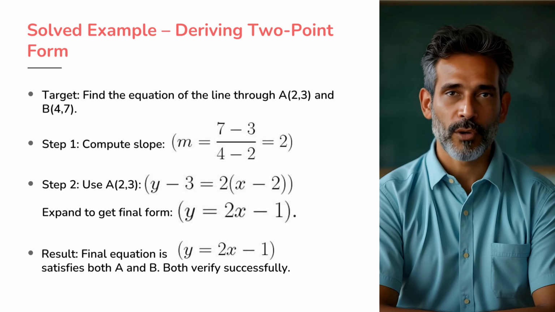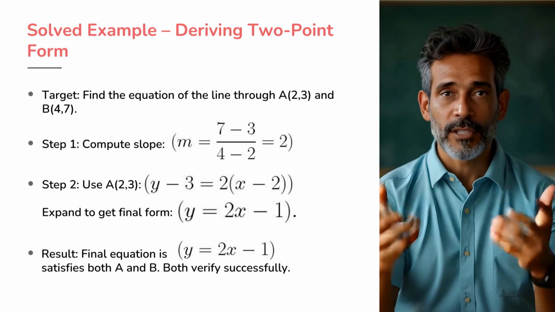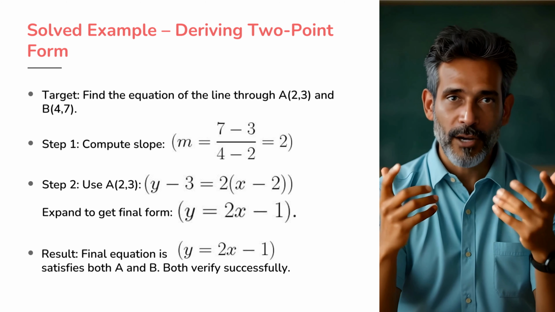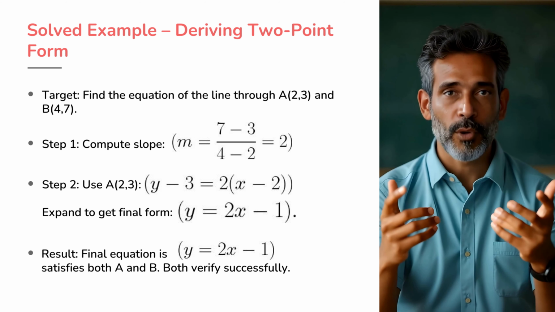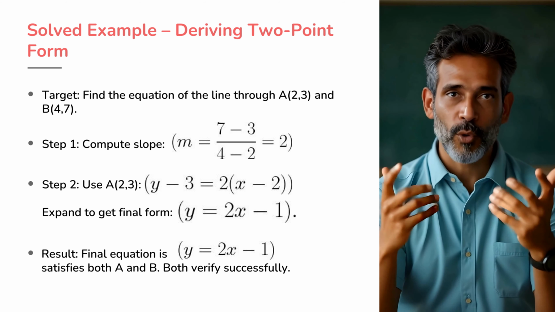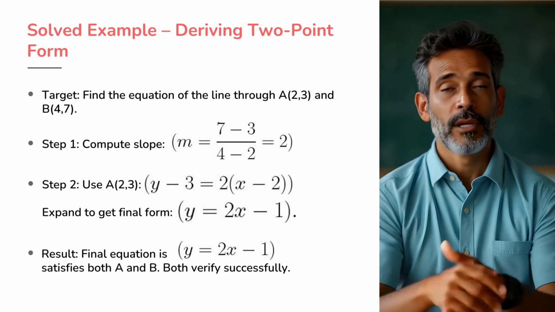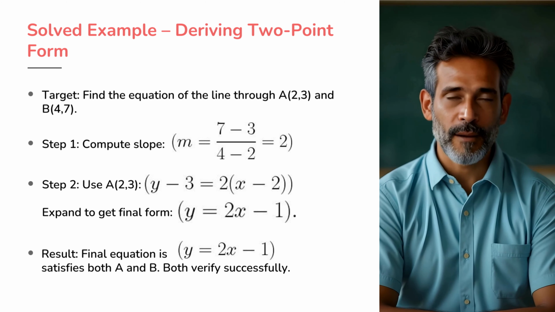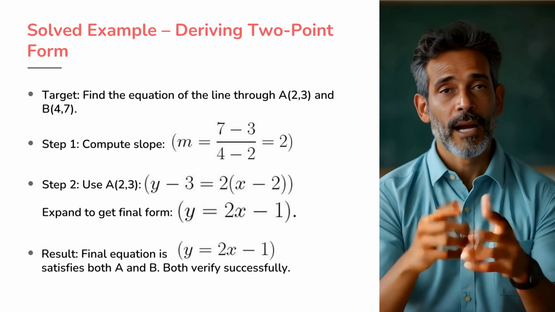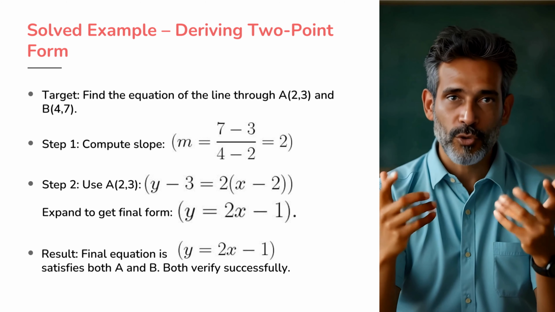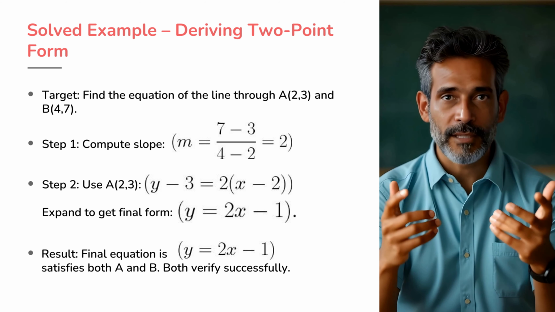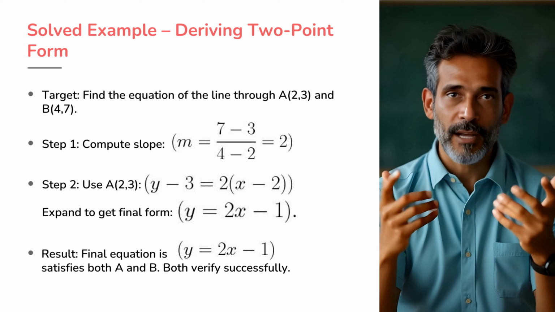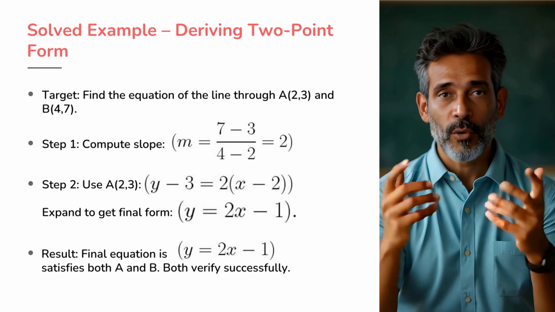Now, dosto, time for a practical example. Suppose we are given 2 points, A at coordinates (2, 3) and B at coordinates (4, 7). We want the equation of the line passing through both. First, let's compute the slope. m equals (7 minus 3) divided by (4 minus 2). That is 4 over 2, which equals 2. Say it again clearly: m equals 7 minus 3 over 4 minus 2 equals 2.